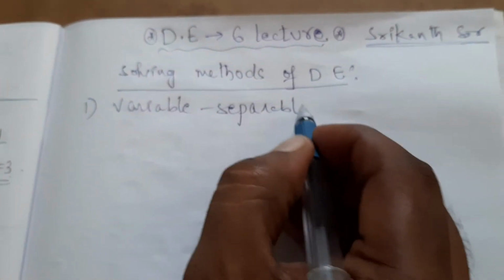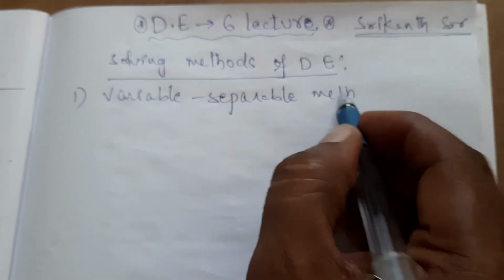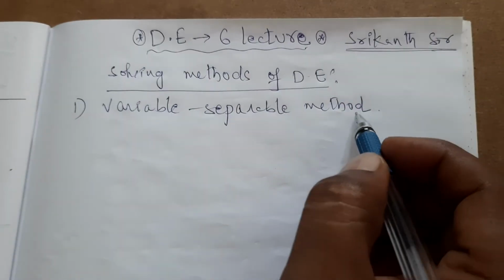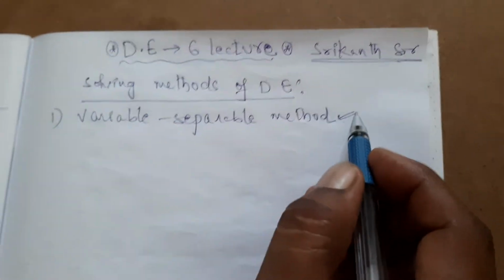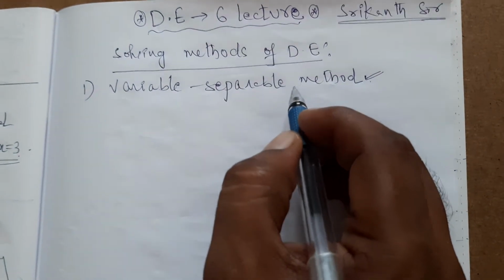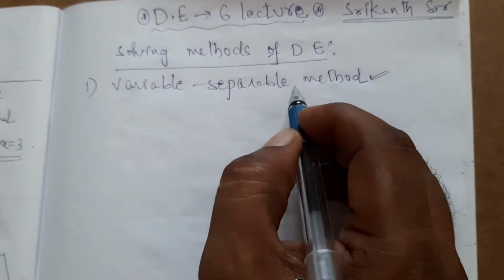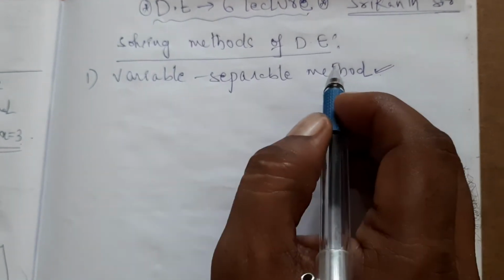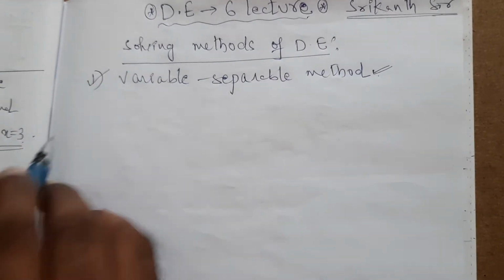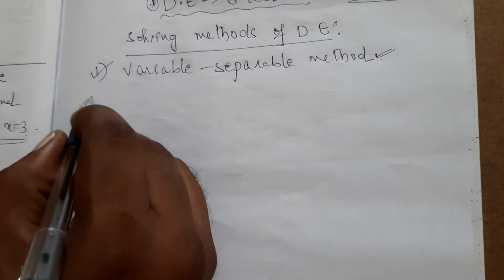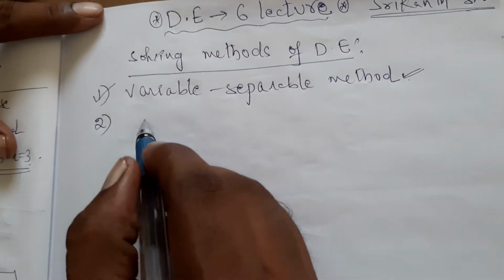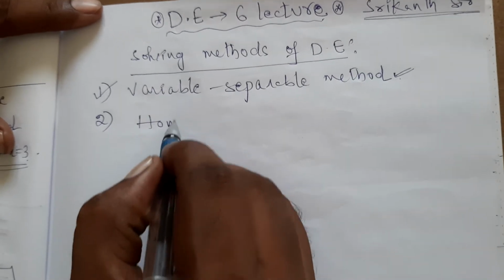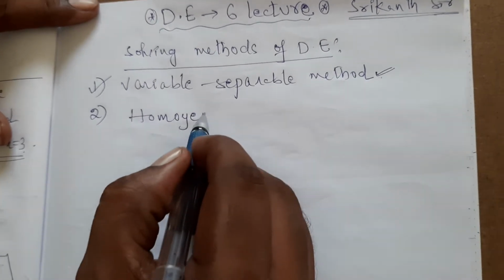Variable separable method means in the given differential equation we have to separate the variables. After separating the variables, by integrating you will get the solution. So that is the variable separable method. It's already over. Now we will discuss the second method, that is the homogeneous differential equation.